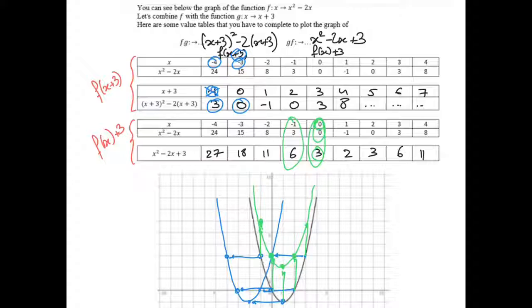Check the next video if you want to learn about multiplying x or f of x by a number.